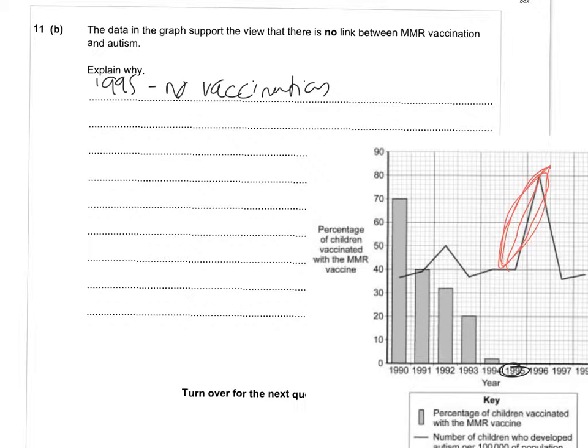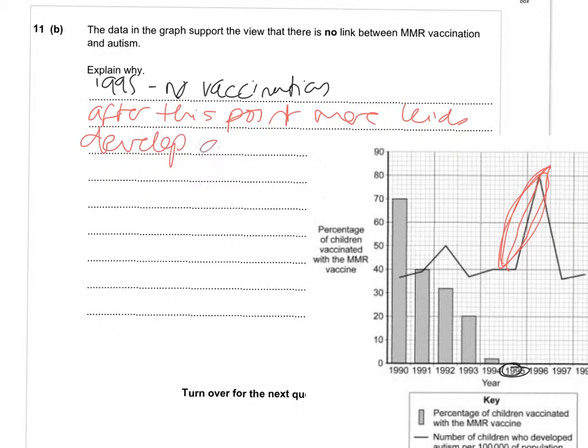So we need to say that after this point, more kids develop autism. So actually give some data from the graph there as well. Talk about those figures that we've just mentioned. It goes from 20 to 40 per 100,000.